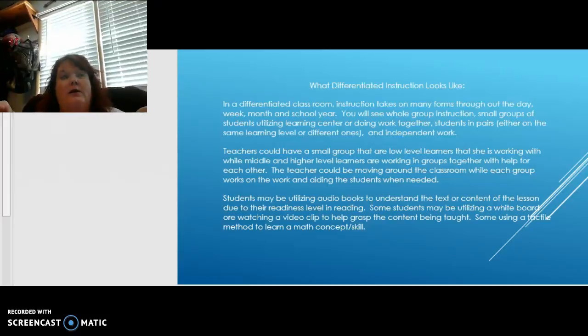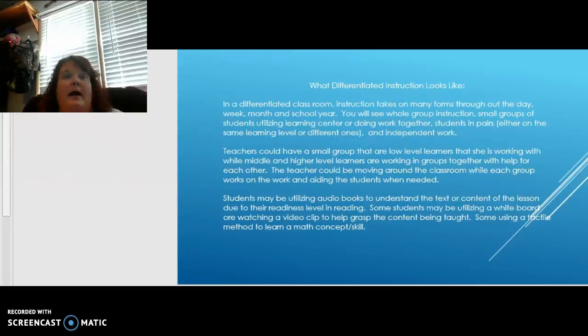You're going to see changes because every student is going to be on a different level in different subjects, because the concept and knowledge that they have is going to be different, because you want to make sure that it's engaging and interesting for the student. You could have small groups of low-level learners working together while the middle and higher level learners are working in groups together to help each other.